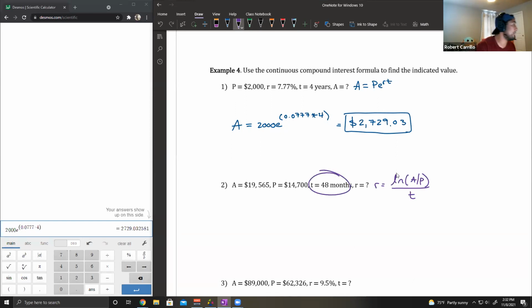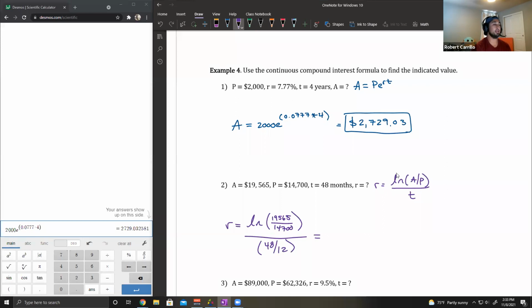And remember, time always has to be in years. So when we plug this into our formula, we'll have the natural log of 19,565 over 14,700 over T. And remember, since it's months, you have to convert it to years. And here, 48 months is actually 4 years if you divided that by 12. So I can even just leave it as a fraction, 48 over 12, which is just 4.